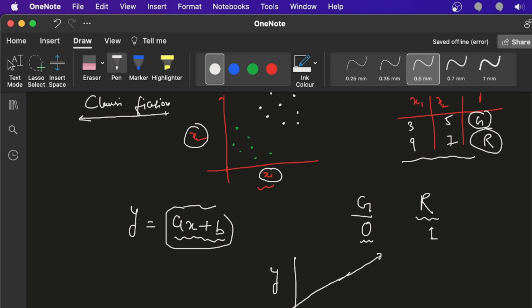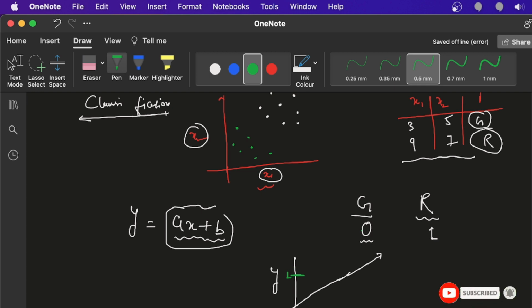Please listen carefully, this is very important. According to this data set, there are only two possible outputs, either 0 or 1. Whatever your x value, your output value is either 0 or 1.